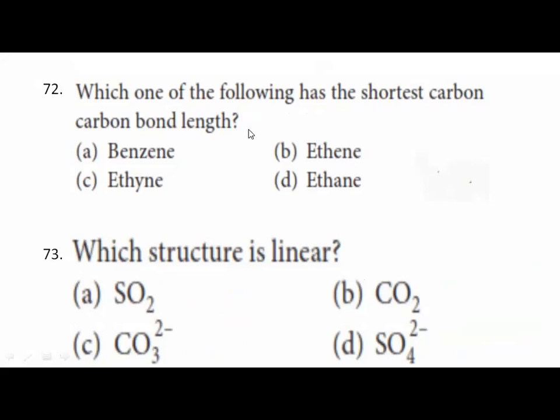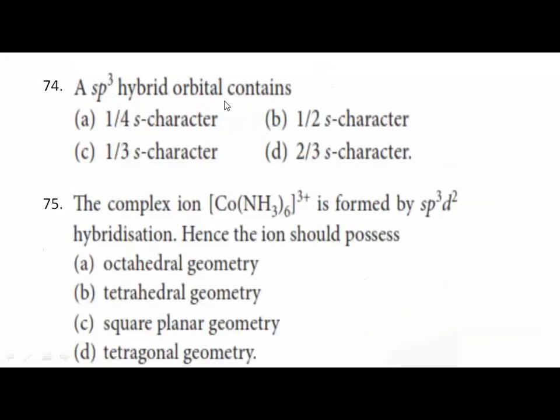An sp3 hybrid orbital contains how much S character? There are a total of 4 orbitals, so 1 part is S. So 1 by 4, that is 25% S character and 75% P character. That is, 25% of S character is present in sp3.